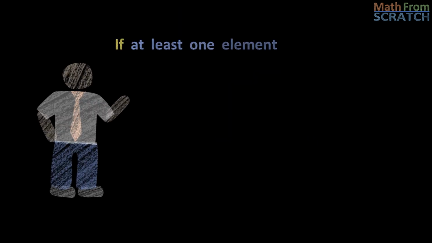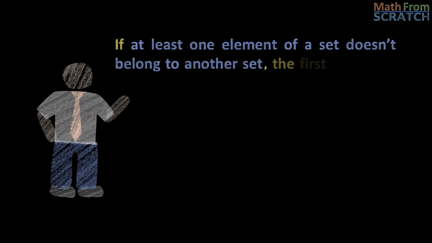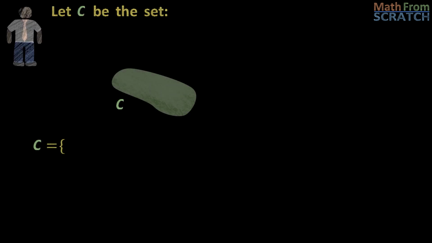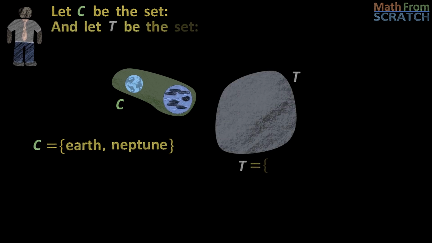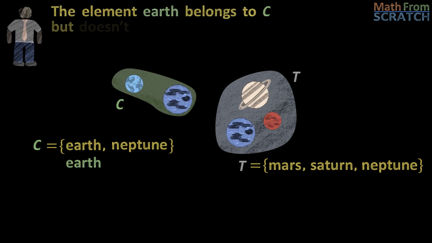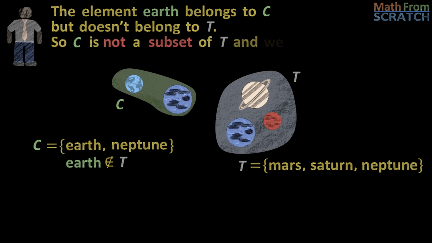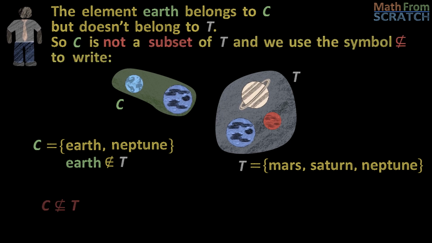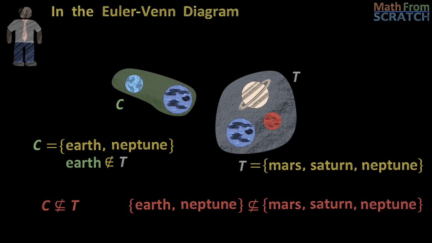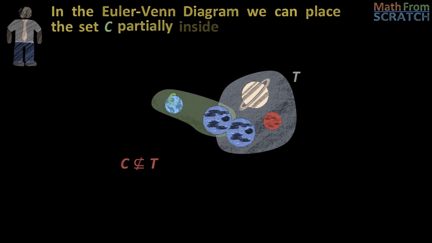If at least one element of a set doesn't belong to another set, the first set is not a subset of the second one. Let C be the set {Earth, Neptune}, and let T be the set {Mars, Saturn, Neptune}. The element Earth belongs to C but doesn't belong to T. So C is not a subset of T, and we use the symbol ⊄ to write C ⊄ T, or the set {Earth, Neptune} is not a subset of the set {Mars, Saturn, Neptune}. In the Euler-Venn diagram, we can place the set C partially inside the set T.